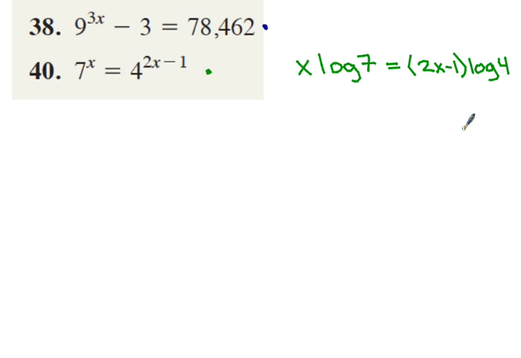You need to distribute the 2x and the -1 so that you can get the variable kind of isolated over there. So we've got an x log 7 equals 2x times log 4 minus 1 times, so this is just minus log 4.